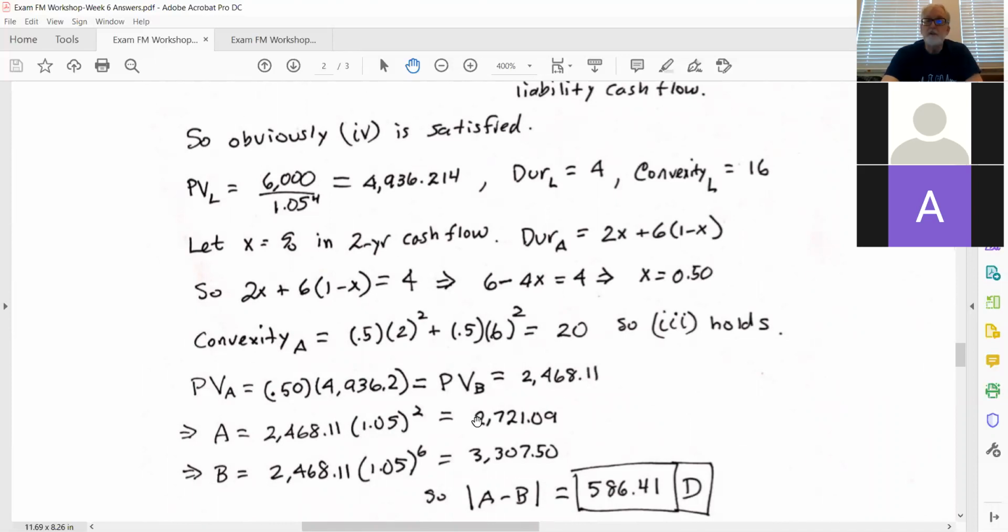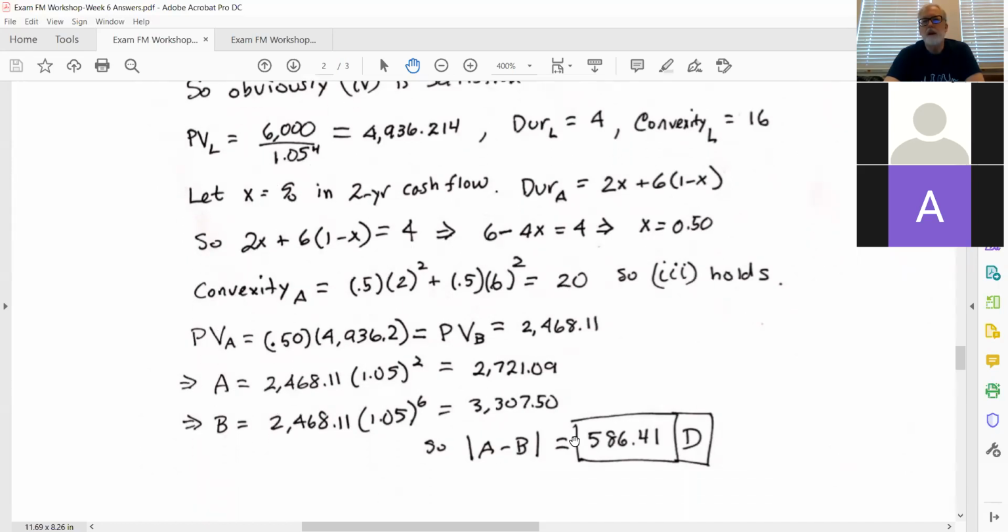One of the answers is 0. And I can see that some people would get that as their answer, and it would be wrong. Because the present values are equal, that doesn't mean that A minus B equals 0. So to get A, you got to bring the time 0 value forward 2 years. For B, you got to bring that forward for 6 years. And now you can subtract, and you get 58641, which is answer D.